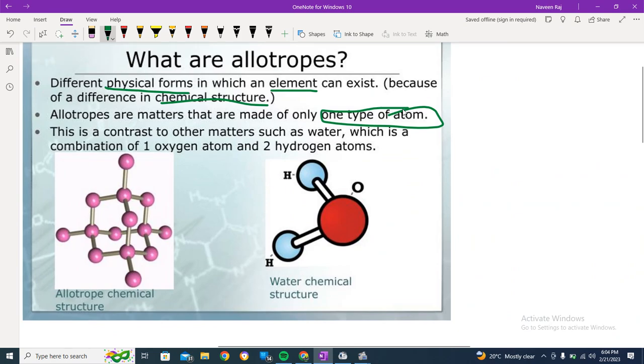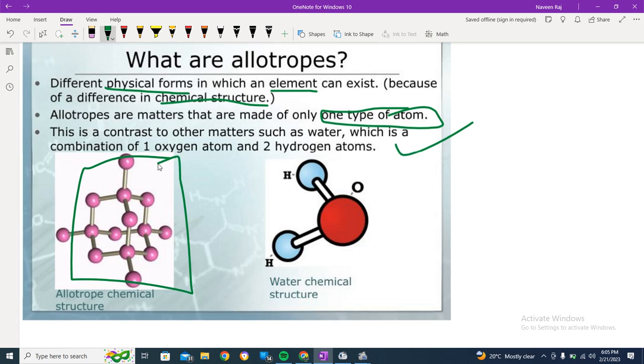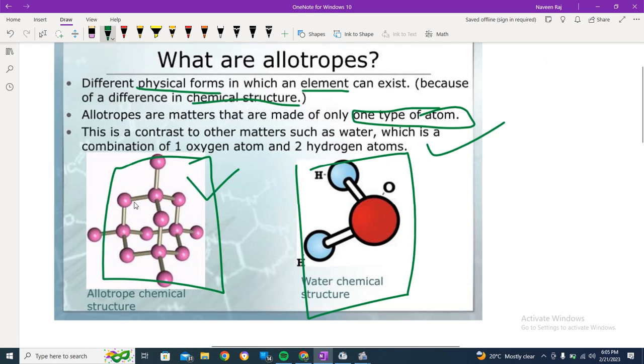Now, this is in contrast to other matter such as water, which is a combination of oxygen and hydrogen. You can understand this point when you are studying compound isotropic forms. In the allotrope chemical structure, see that there is a single purple unit inside it, while in water, in contrast, it has blue and red, so there are different atoms, but here we have the similar atom. This is what an allotrope is.